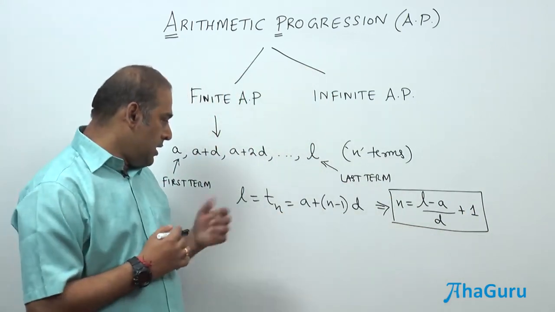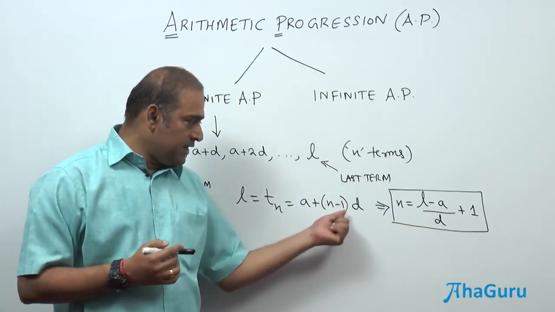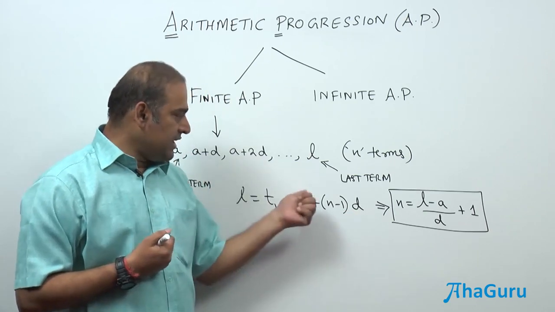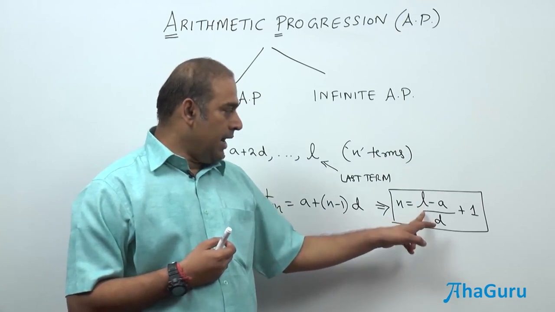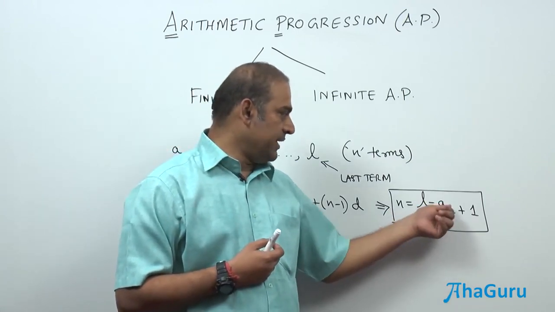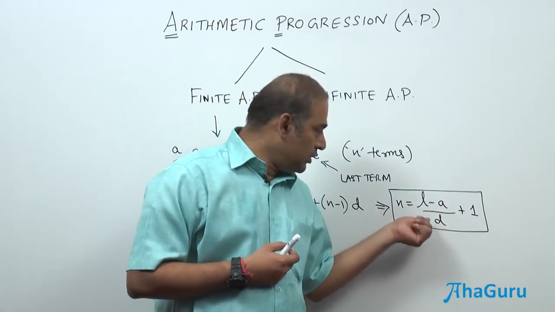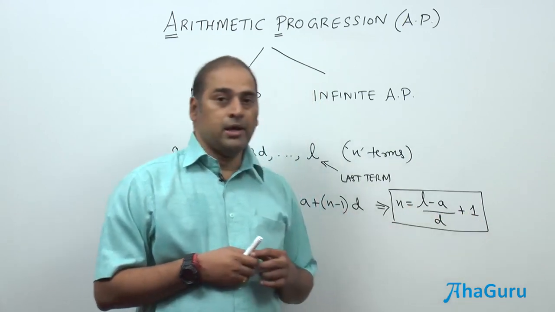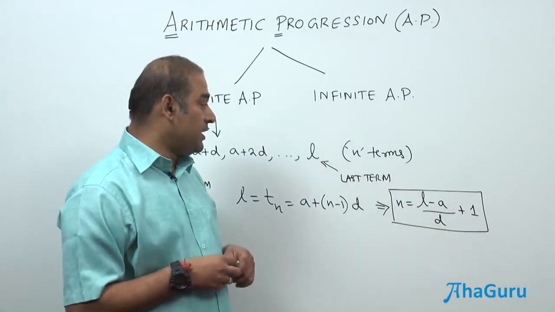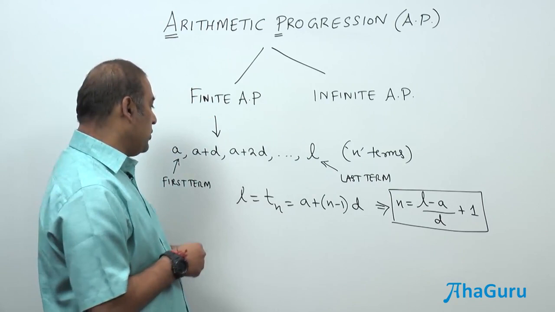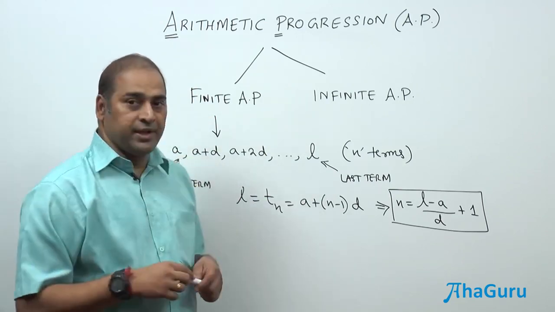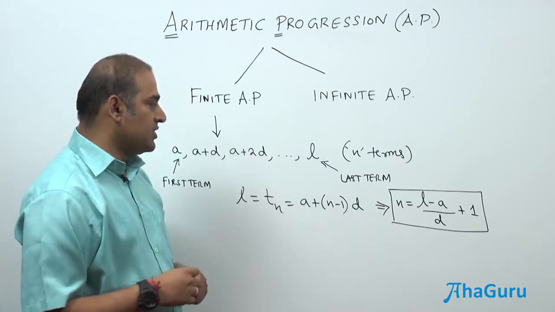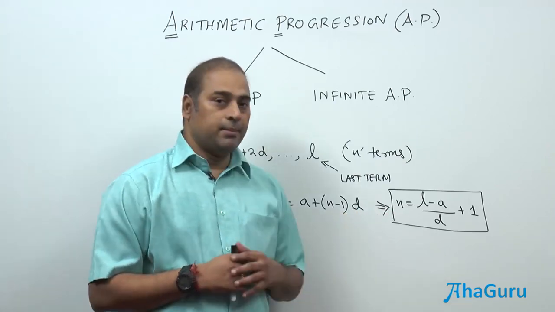It's because L minus A is n minus 1 times D, so L minus A by D is going to be n minus 1. So n is equal to L minus A by D plus 1: last term minus first term by the common difference, plus 1. So that is the formula for the number of terms of a finite AP, where you know the first term, you know the last term, you know how it is progressing. Progressing means the common difference is given, so we can find the number of terms.